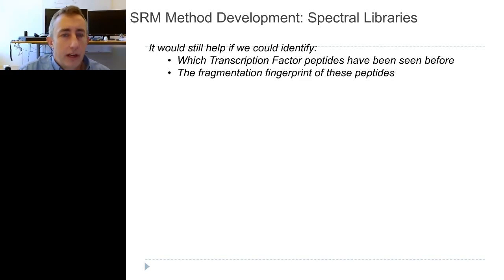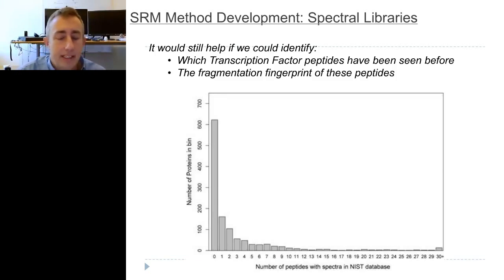So in this case, it would help if we could identify which transcription factors we have seen before and the fragmentation of these peptides. I talked about the challenges of using existing databases, but this is an even more extreme case for transcription factors, because if you consider the transcription factors encoded in the human genome and what fraction we even have any data for in public repositories, the majority of them have no tryptic peptides, or no peptides at all, that have ever been seen by the public.